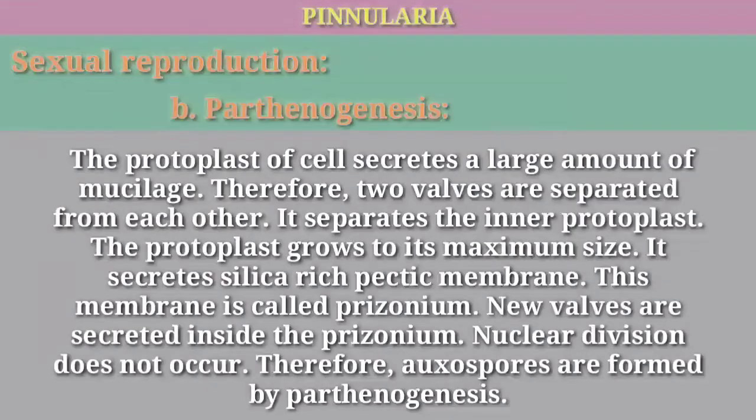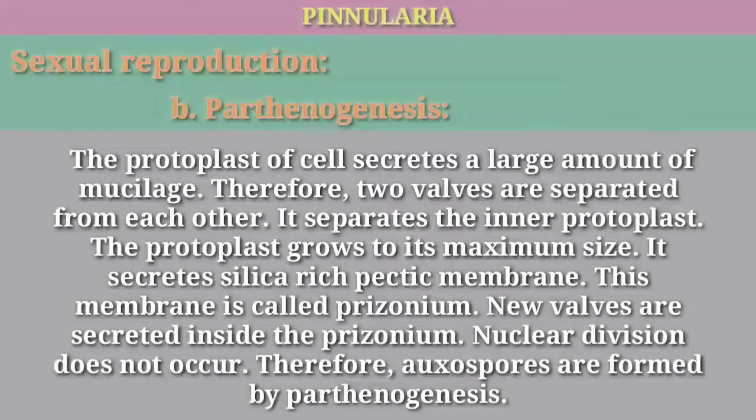B. Parthenogenesis. The protoplast of the cell secretes a large amount of mucilage. Therefore, the two valves are separated from each other. It separates the inner protoplast. The protoplast grows to its maximum size. It secretes a silica-rich pectic membrane.